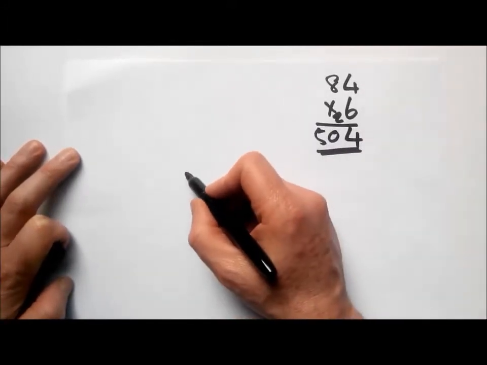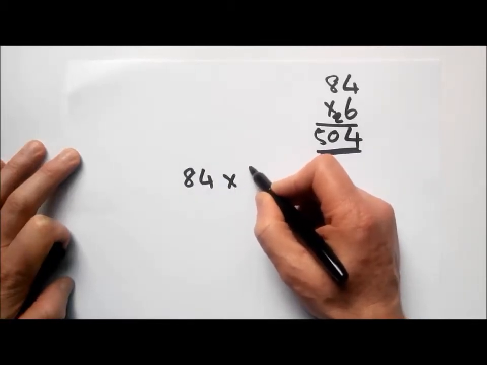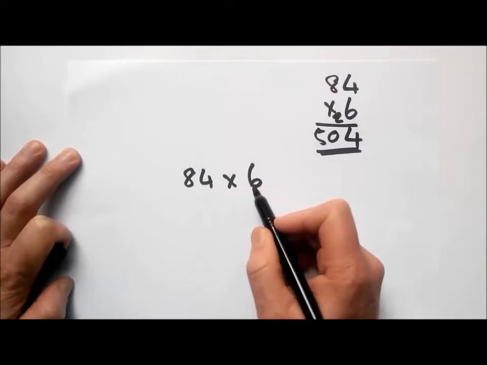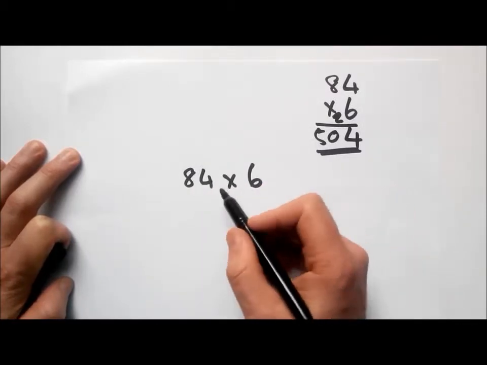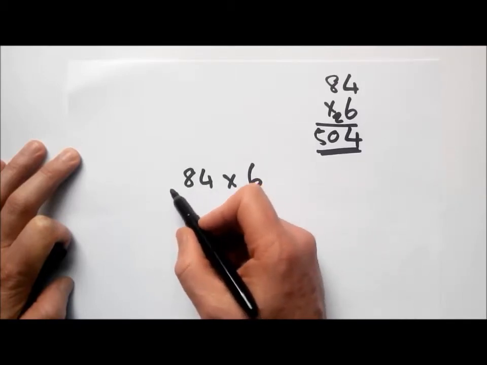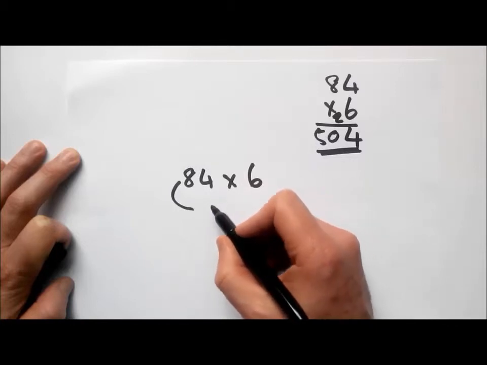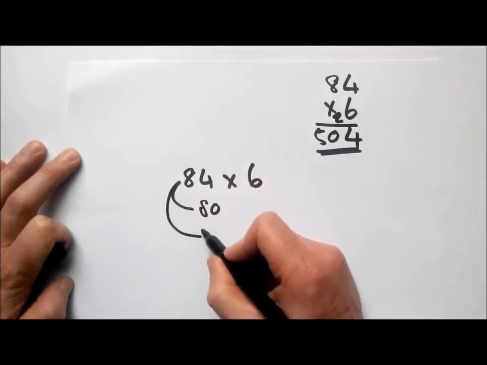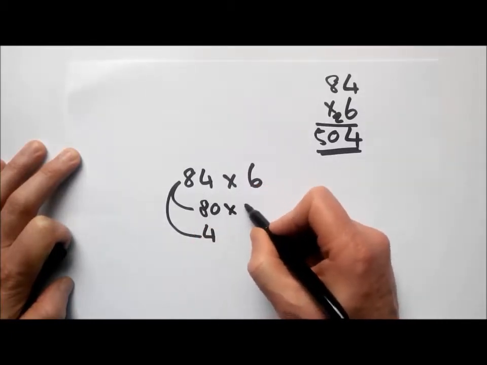So an alternative is to think about it in this sense. If we were to write it down as 84 times 6, if we think about what this actually is, we're doing 84 lots of 6, or 84 groups of 6. And another way to make this a little bit easier to think about is if we take the 84 and break it down into its constituents, we could say that it's actually made up of 80 and 4. So we can first have a look at doing 80 lots of 6.